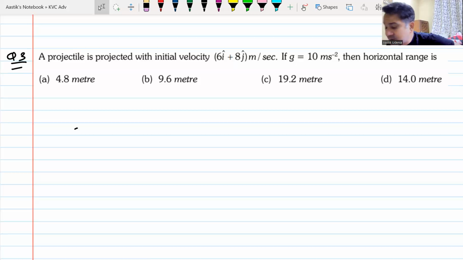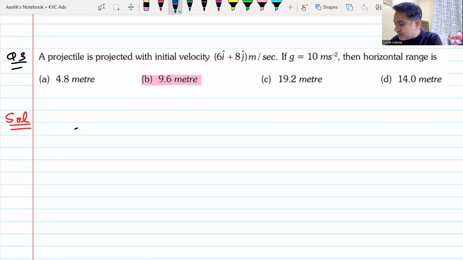Yes, my dear friends. Sir, it's option B. Option B, 9.6. Yes, sir. Everyone got the same answer? Yes, sir. How did you do it? 2 ux uy by g. Well done. That is the fastest way.